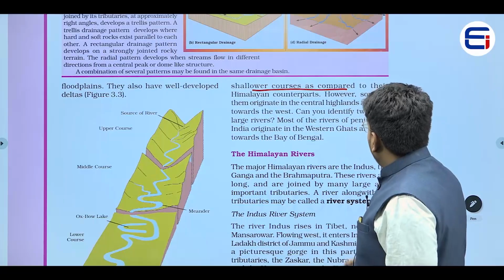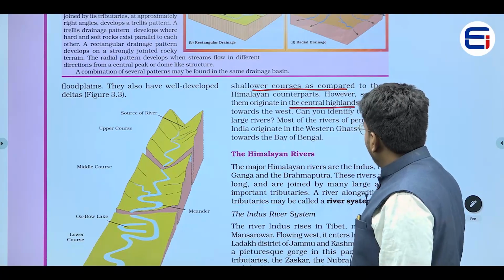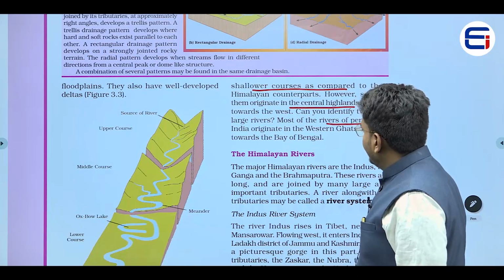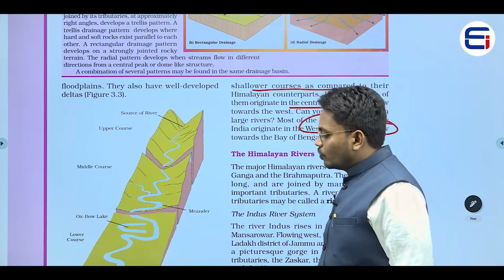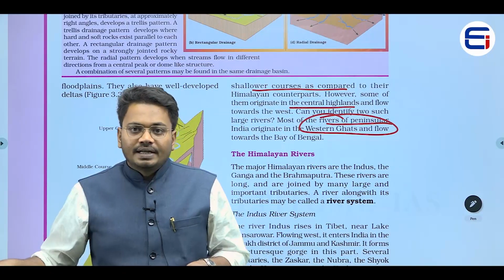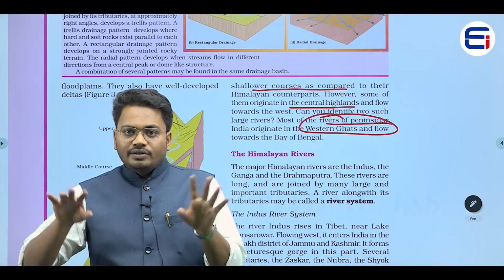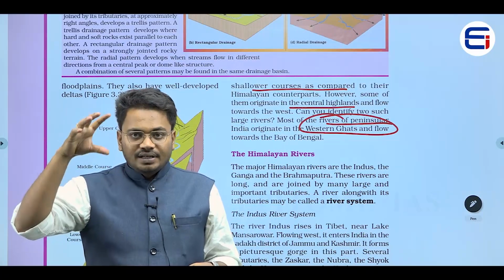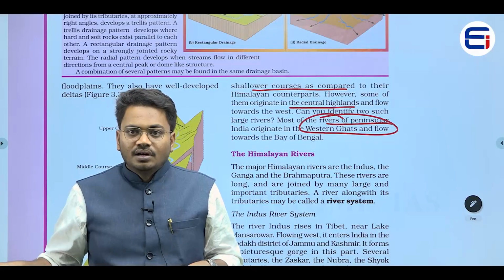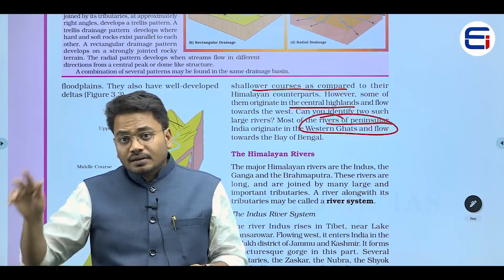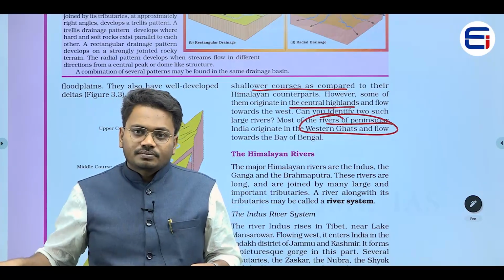Now however some of them originate in central highlands and flow towards the west, and most of the rivers of peninsular India originate in Western Ghats and flow towards the Bay of Bengal. What does it mean? It means that in peninsular India you will be having mountains on three sides, right. One is the Western Ghats, second one is the central highlands, or the mountain ranges which are present in the central part of India. The third one is the Eastern Ghats, right.